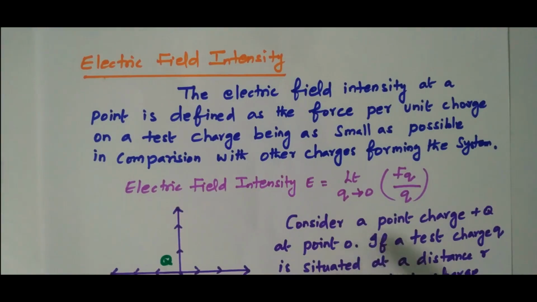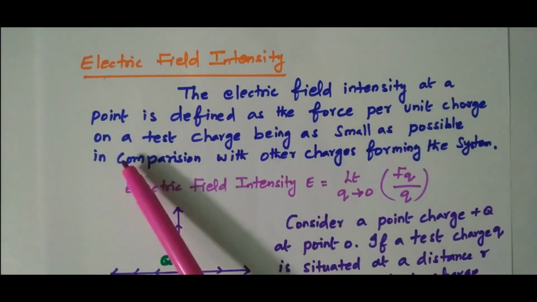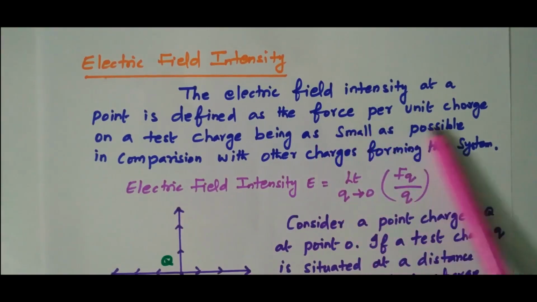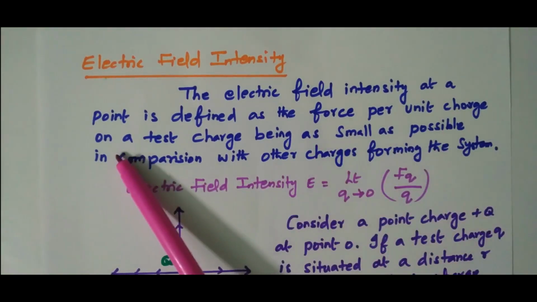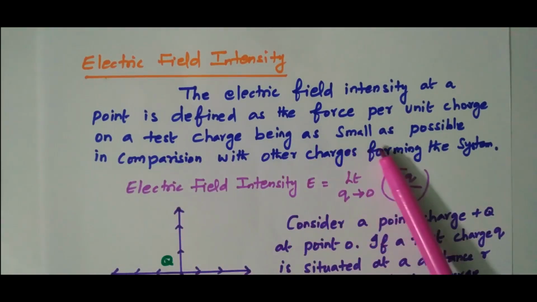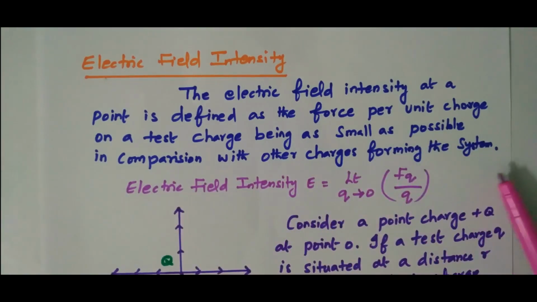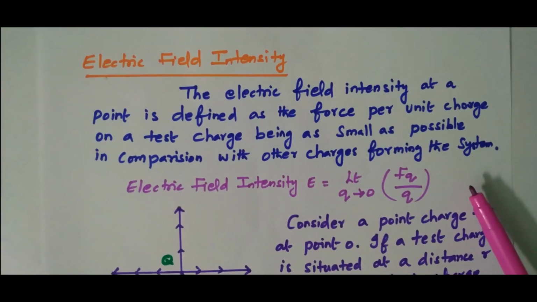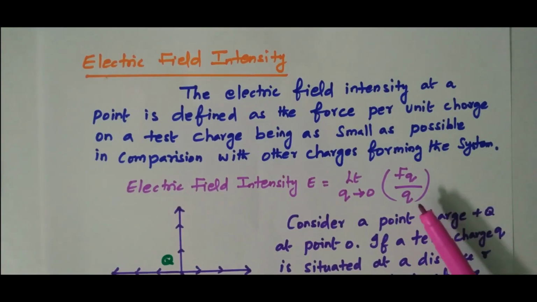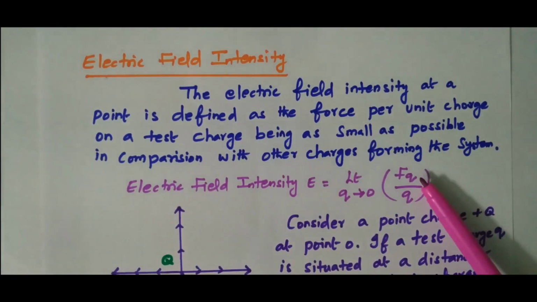The electric field intensity is nothing but force per unit charge, F divided by Q. That is, the electric field intensity at a point is defined as the force per unit charge on a test charge, being as small as possible in comparison with the other charges forming the system. So the general formula for the electric field intensity is F divided by Q.